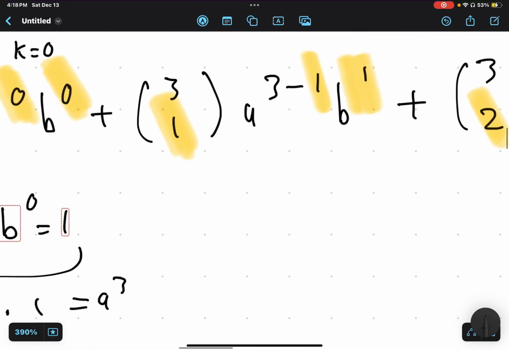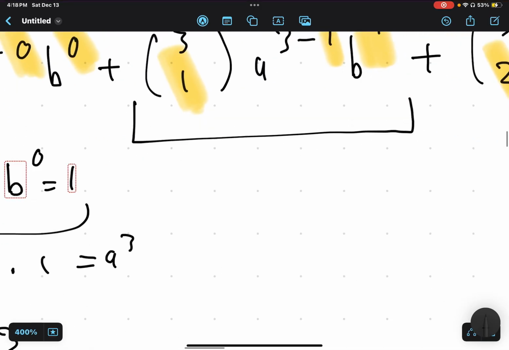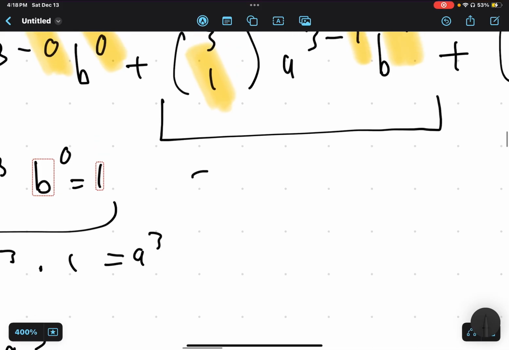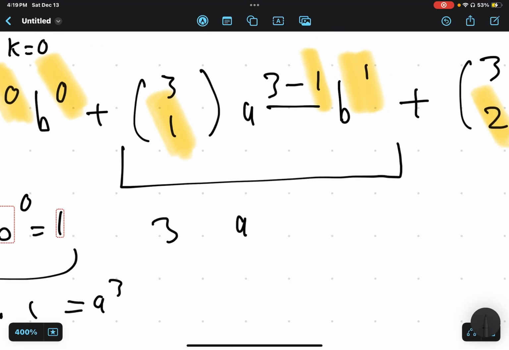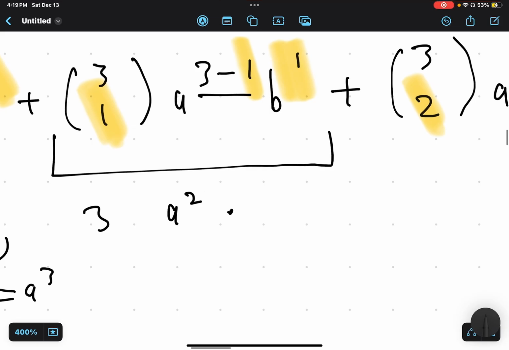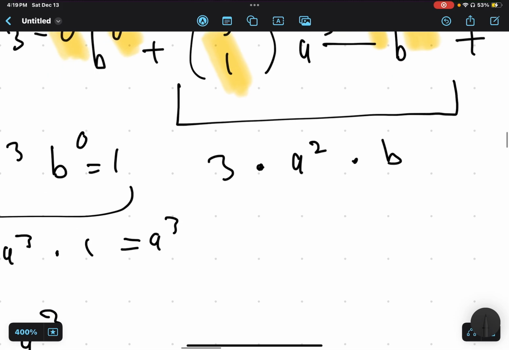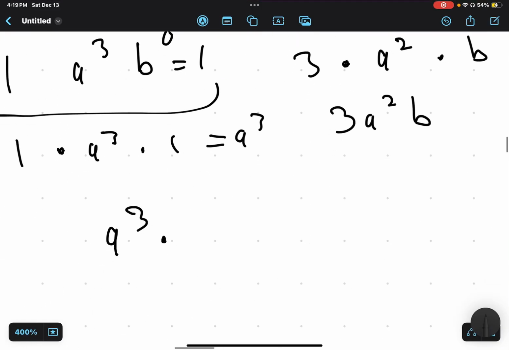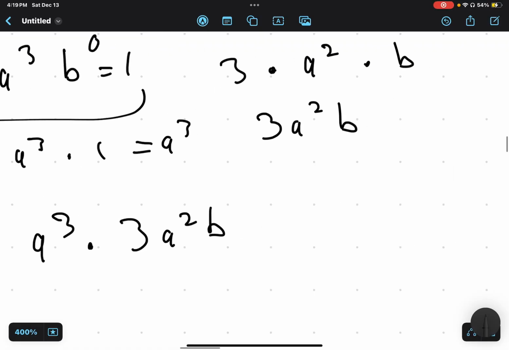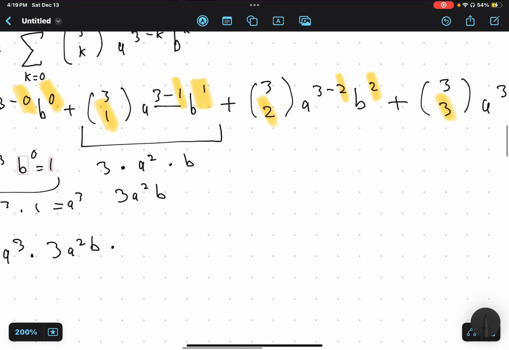Okay, so now we're going to do the next one. This one's very easy as well. 3 choose 1 is 3. Then we have a to the power of 3 minus 1. 3 minus 1 is 2, so a squared, times b. That means this equals 3a squared b. Pretty easy, I must say. So now we're going to add this down here, 3a squared b. That's 2 down, 2 more to go.